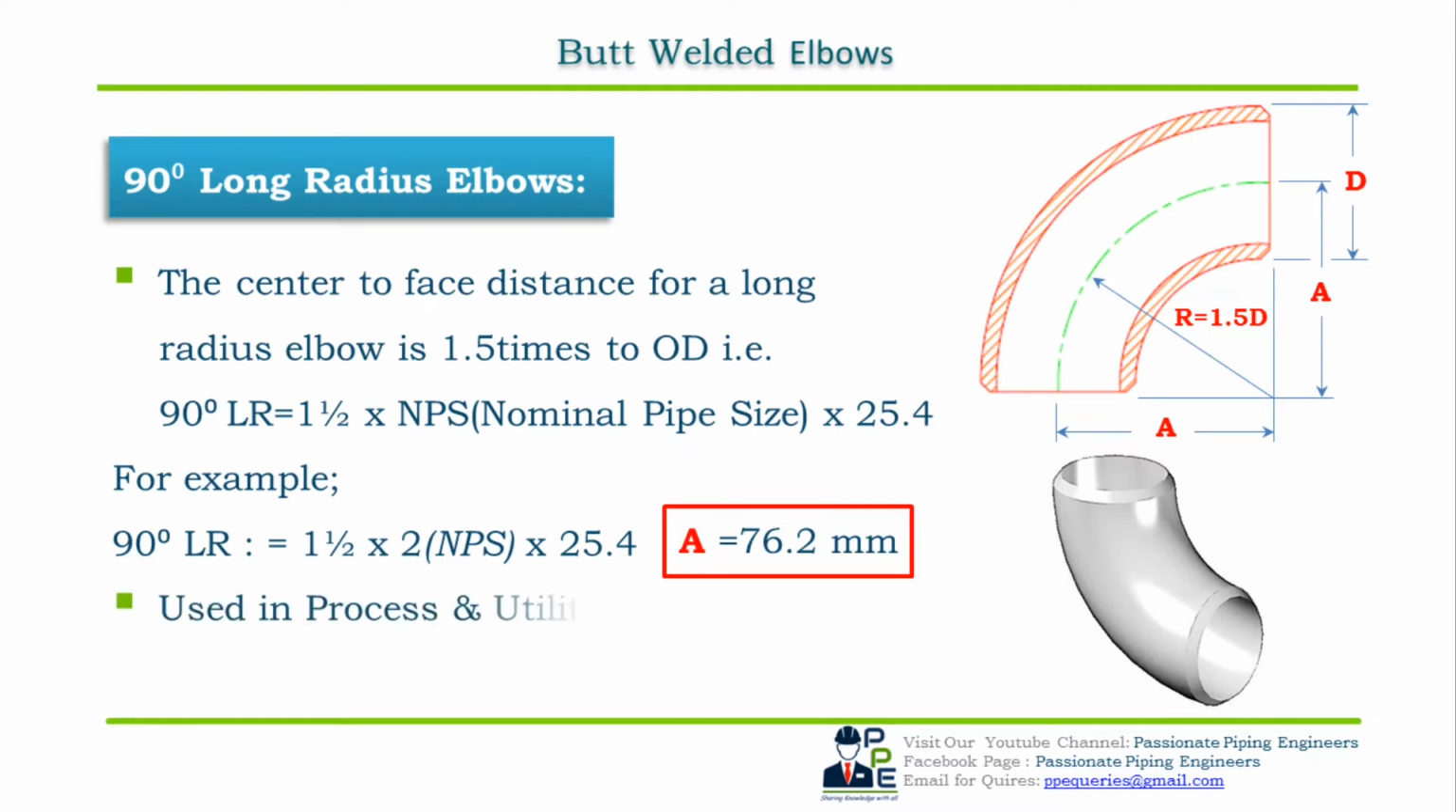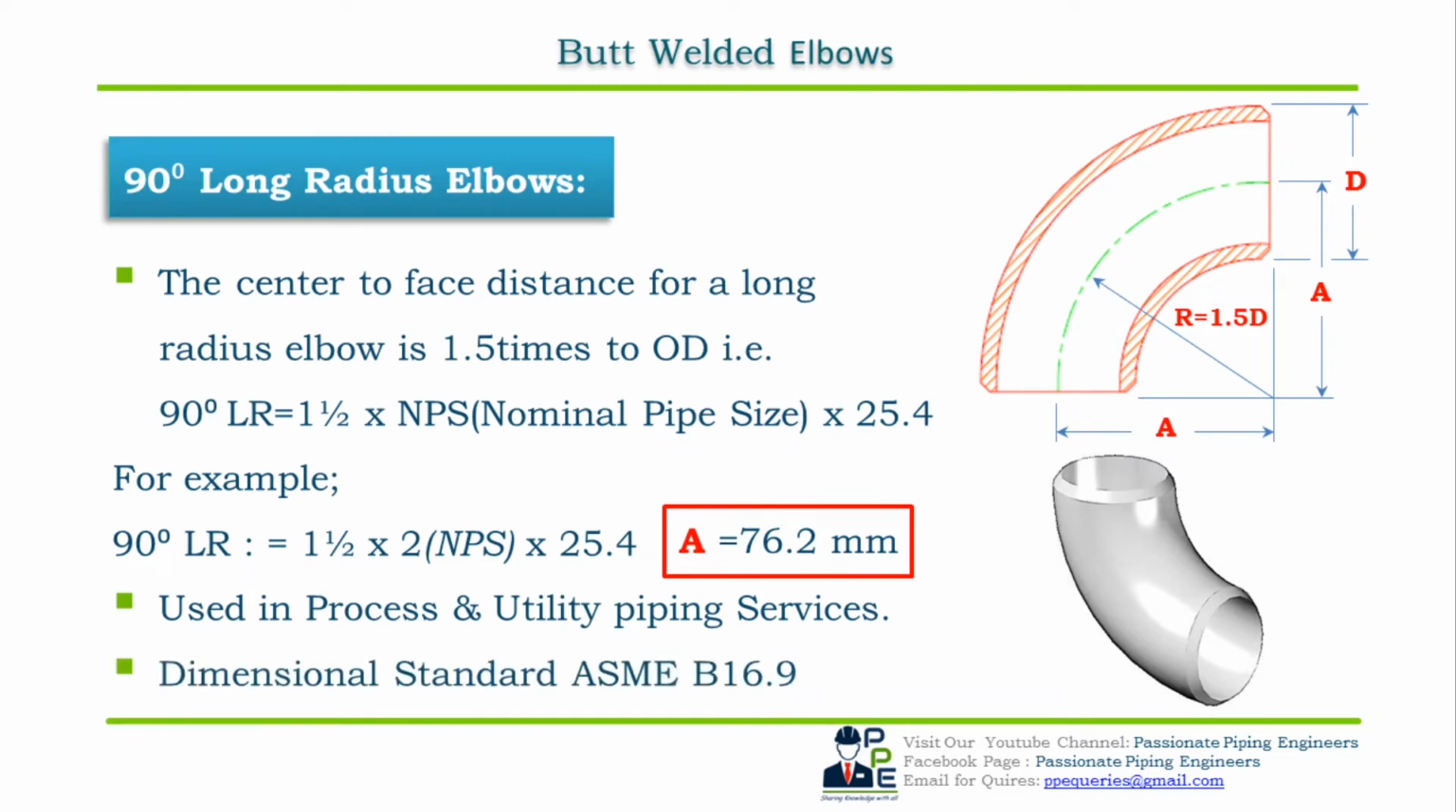Long radius elbows are used in process and utility piping services. Dimensional standard for 90 degree long radius elbow is ASME B16.9.